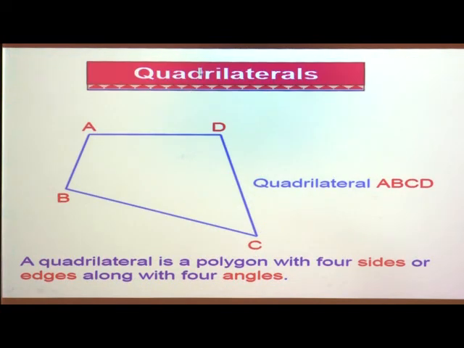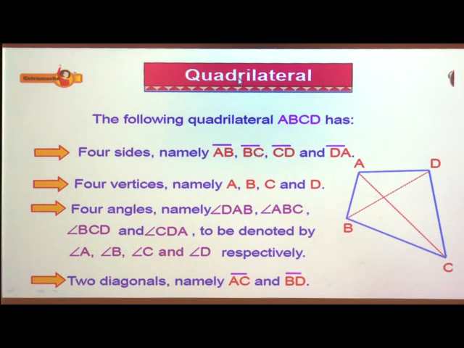Now, we will see the representation of a quadrilateral. A quadrilateral is a polygon with four sides or edges along with four angles. We name this quadrilateral as quadrilateral ABCD. The following quadrilateral ABCD has four sides, namely side AB, side BC, side CD and side DA.